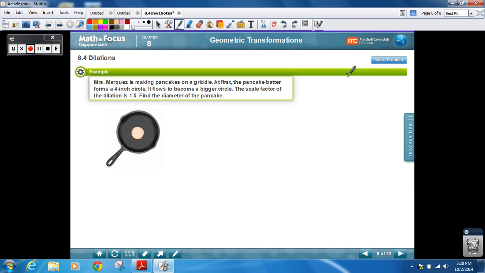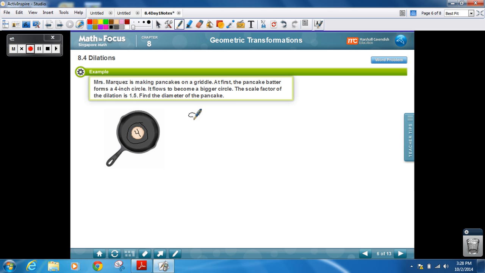Okay, now we're going to work with some pancakes. So Mrs. Marquise is making pancakes on a griddle. At first, the pancake batter forms a 4-inch circle. So this is 4 inches. It flows to become a bigger circle. The scale factor of the dilation is 1.5. Find the diameter of the pancake.